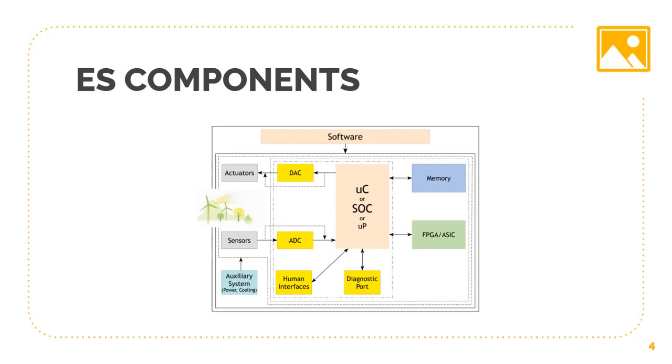Now let's look at the embedded system components. There are many components of an embedded system. This is basically a microcontroller which has many utilities, such as a digital to analog converter, analog to digital converter, a memory, and many other sensors connected to it. All these hardware components are then interfaced with software, and this as a whole forms an embedded system.